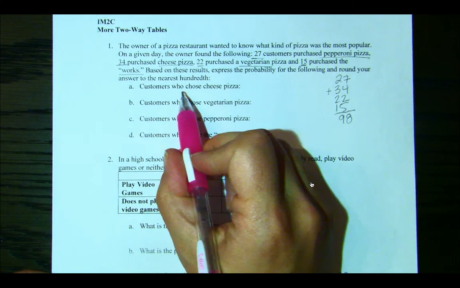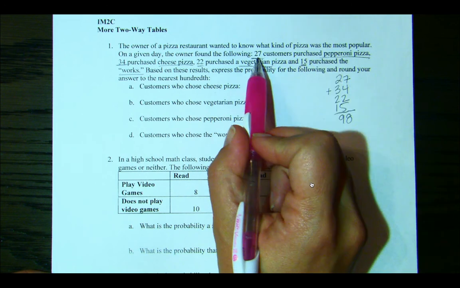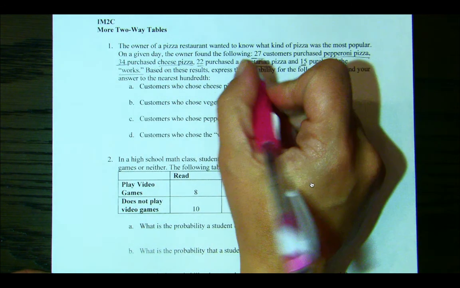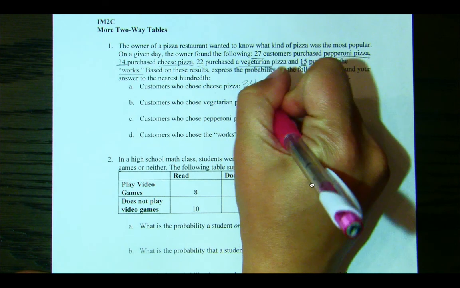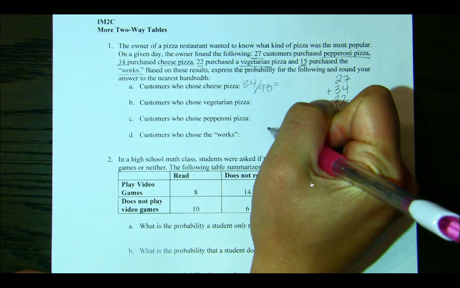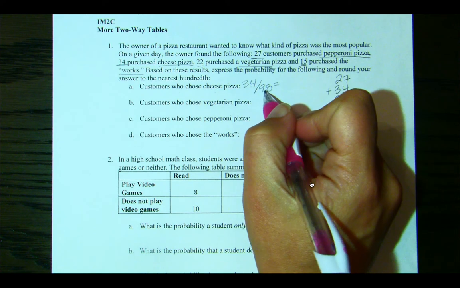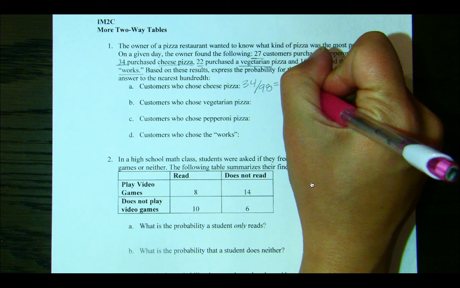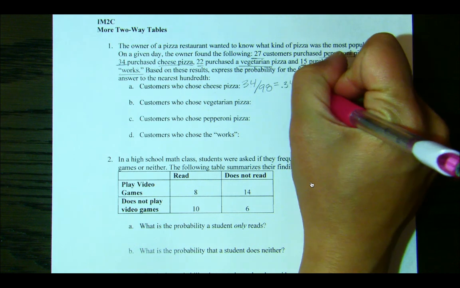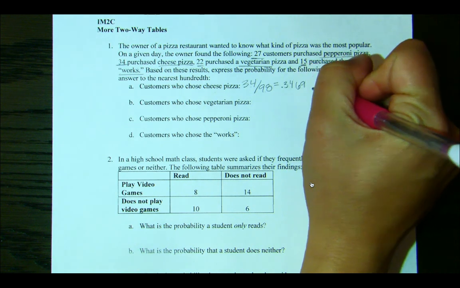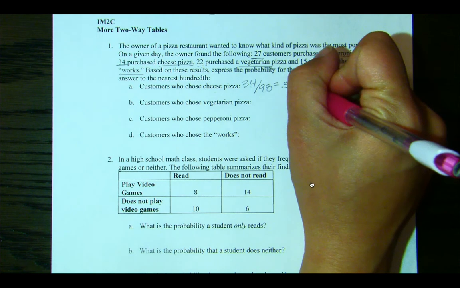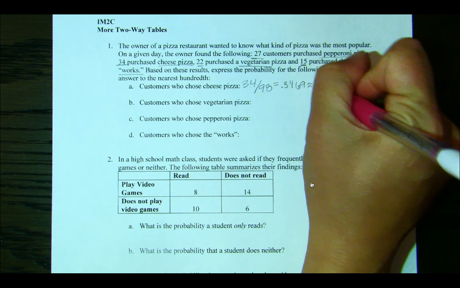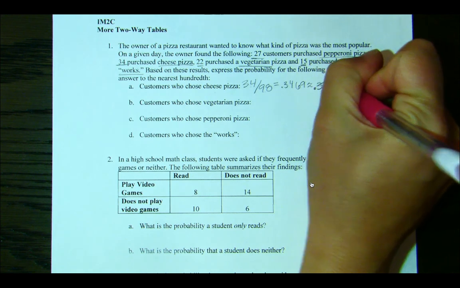So from there, those who chose cheese, if I look up here, 27, no, that's for pepperoni. 34, there we go. 34 chose cheese out of 98. So in your calculator, I would do 34 divided by 98, and we'll end up with a decimal of 0.3469, etc. Now, I need to make sure I round this to the second decimal because this is tenths and hundredths. So I get rounded 0.35.